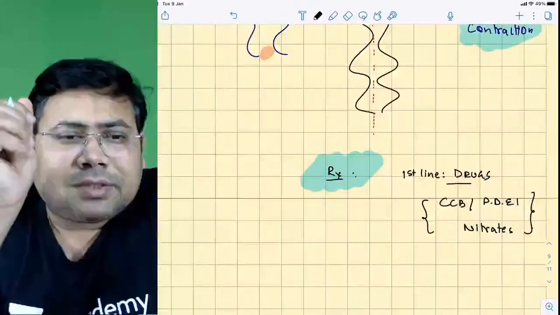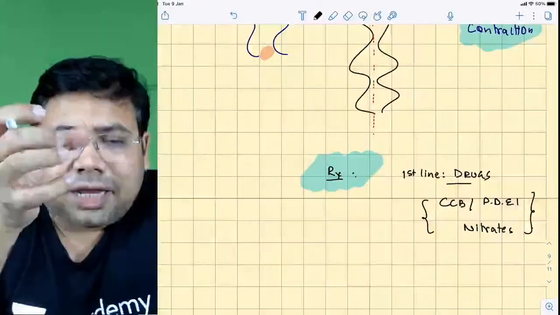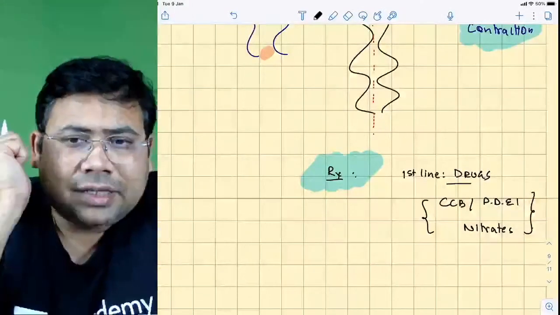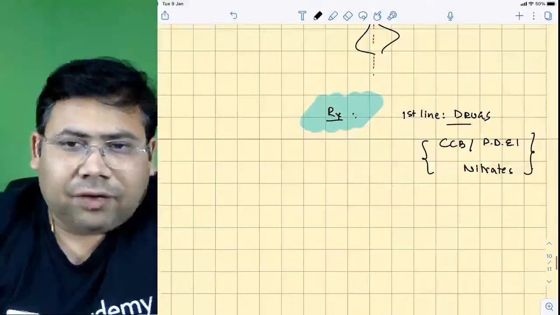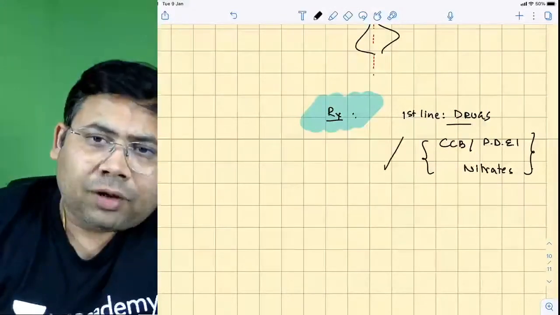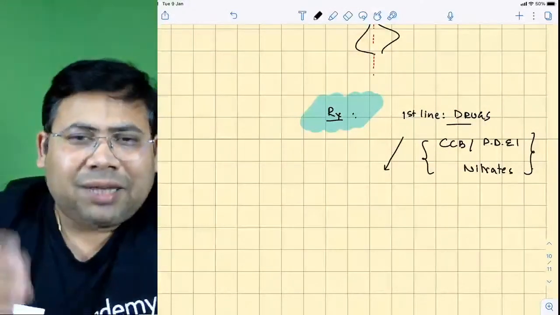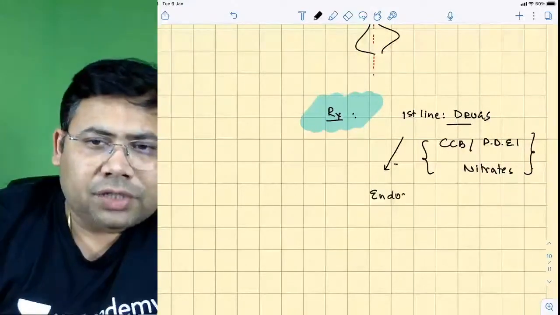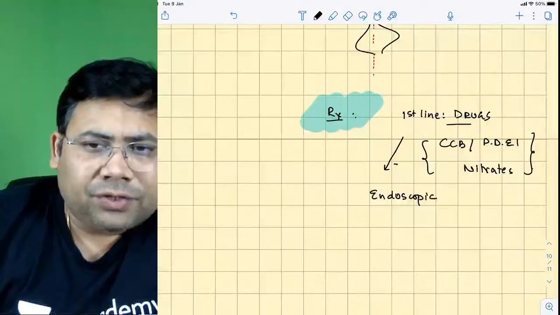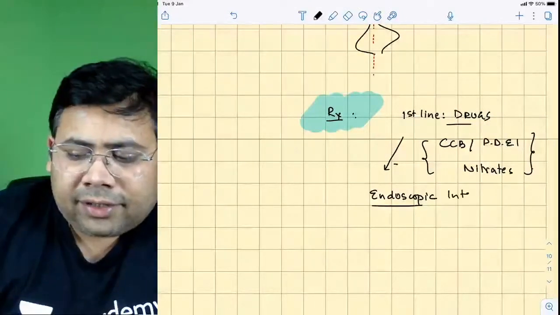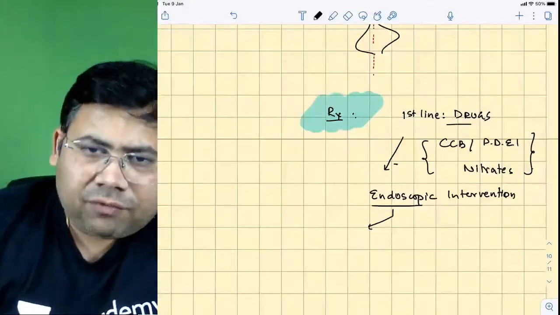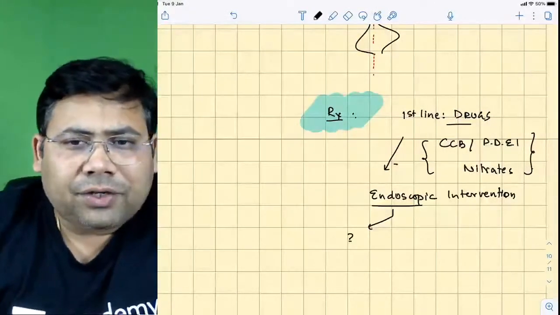But the problem is that there is actually the concept of tachyphylaxis. Let us try to understand one very important thing. Therefore, as time passes, this is only a time-buying procedure. As it fails, you go for endoscopic interventions. When you talk about endoscopic interventions, what are the endoscopic interventions that we do? We have two classical endoscopic interventions.